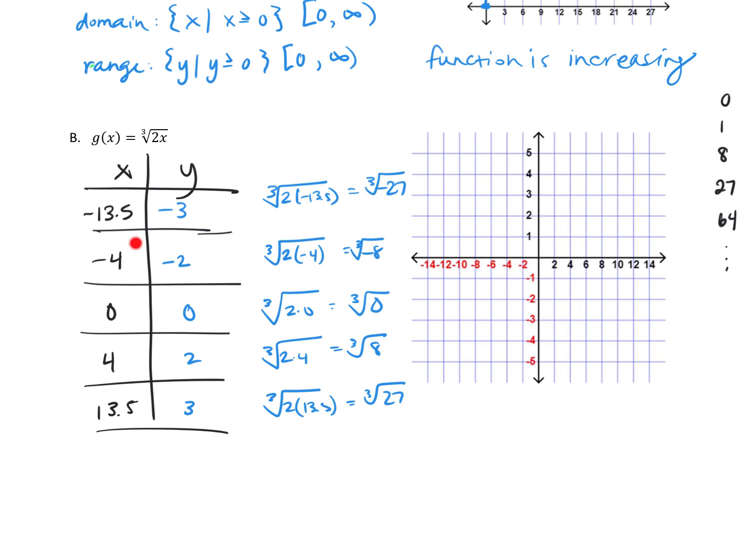So these x values seem kind of random, but they are by design to give us nice numbers to cube root. So let's plot those points and see what this looks like. We have negative 13.5, negative 3. It's going to be right about there. Negative 4, negative 2, 0, 0. 4, 2, and 13.5, positive 3. So this just kind of looks like this.